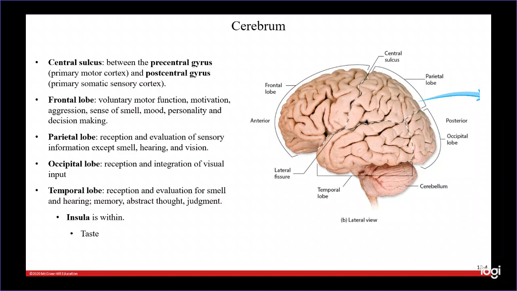All right, same thing here. It goes over the cerebrum just like it does here, only you're looking at it from a different angle. Now, what's different about this slide is that it starts to get into dividing up the lobes of the cerebrum. You need to know which lobe is responsible for what. Now, keep in mind when we list these things. So, for example, in the frontal lobe, it says voluntary motor function, motivation, aggression, sense of smell, mood, personality, and decision making. Those do not only happen in the frontal lobe. The frontal lobe does do the heavy lifting for it, yes.